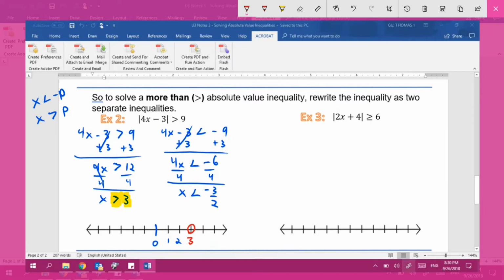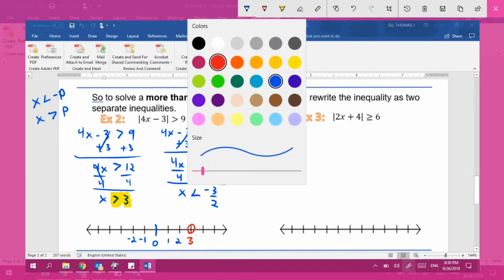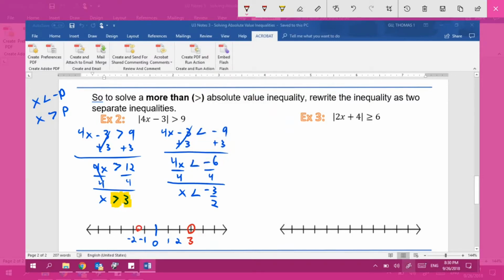All right, and negative 3 over 2 is going to be between negative 1 and negative 2. Negative 3 over 2 is halfway between negative 1 and negative 2. So I'm going to put an open circle right here and label it as negative 3 over 2. We use the open circle because it's less than. We don't see an equal sign here. And now where are we going to shade? Less than negative 3 halves would be this way. And greater than 3 would be this way. And that would be my answer. So notice on the greater than inequalities, we're shading on the outside of the 2 points that we labeled.